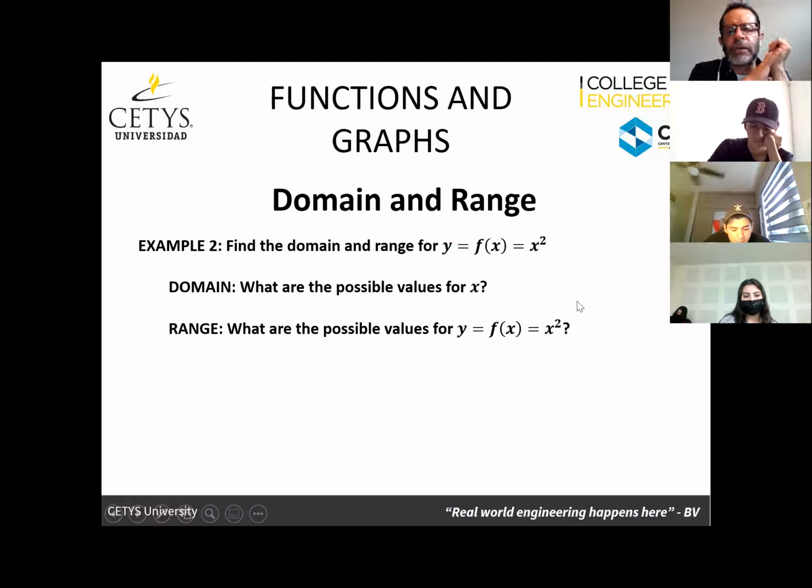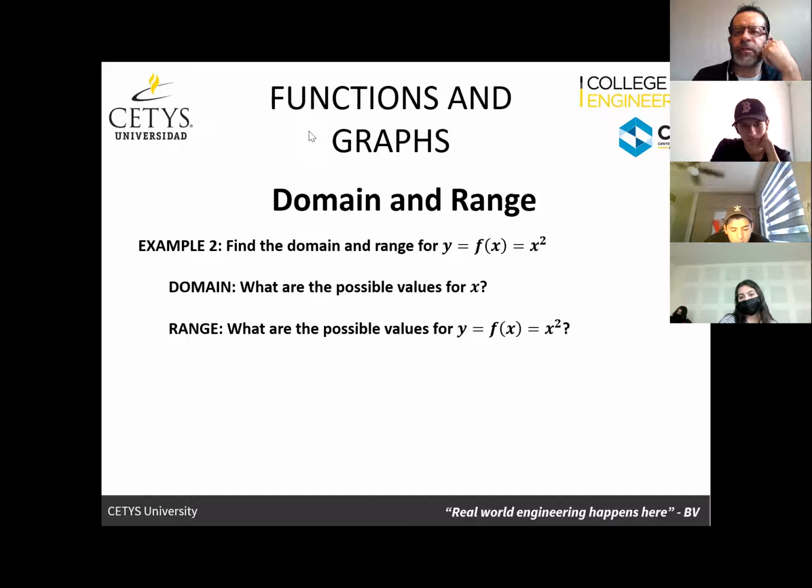I'm going to clear this, and I'm going to jump. Let's look at this function. I'm going to be calling on some of you to help me out, okay? Find the domain and range for y equals f of x equals x squared. What's the domain? Let's find the domain first. Let's see, Joel. Help me out here, Joel. The domain of that function, y equals f of x equals x squared. What do you think the domain is?